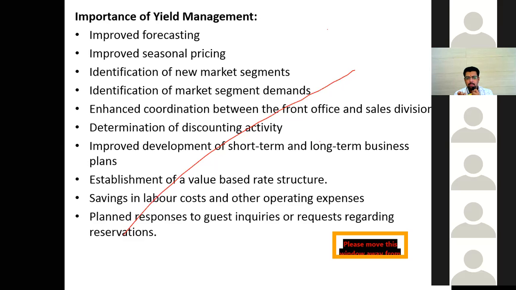Why should we maintain yield management? Instead of wasting more time with your labor, you can give more work at a time and take more units of production from them. So when there are orders, in that time you can sell that particular product, and you can save labor costs also. Then planned responses to guest inquiries or any requests regarding reservations. These are the points that come under the importance of yield management.